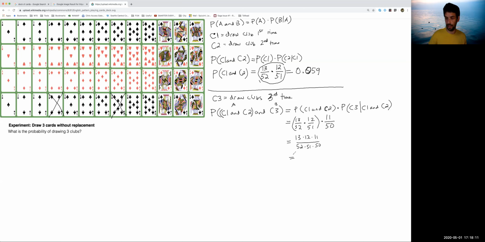Let's just add it to this. This is 11 divided by 50. We get approximately 0.013. Okay, and that's it. That's how we did this. That is the answer to the question of drawing 3 clubs.